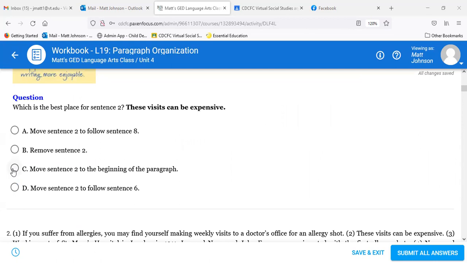What is the best place for sentence 2? These visits can be expensive. A. Move sentence 2 to follow sentence 4. B. Remove sentence 2. C. Move sentence 2 to the beginning of the paragraph. D. Move sentence 2 to follow sentence 6.